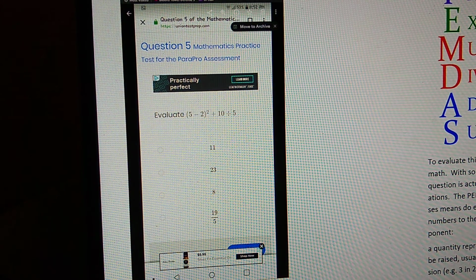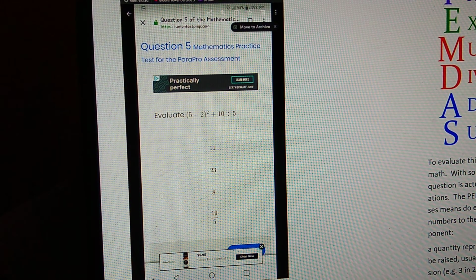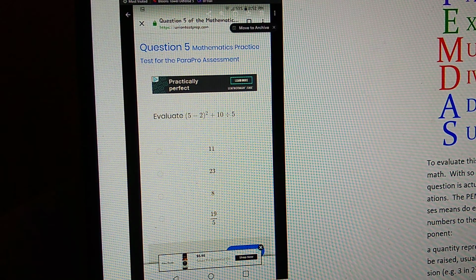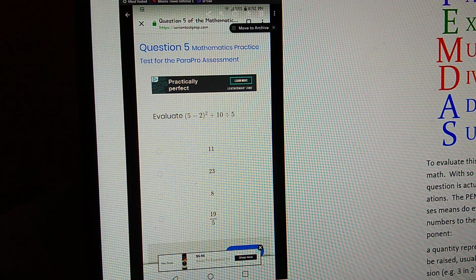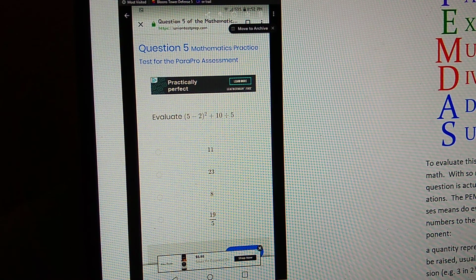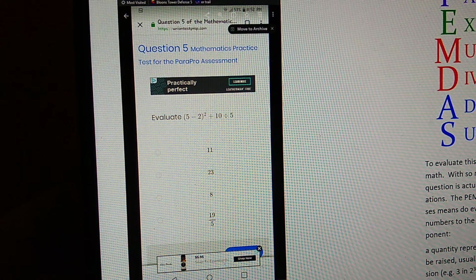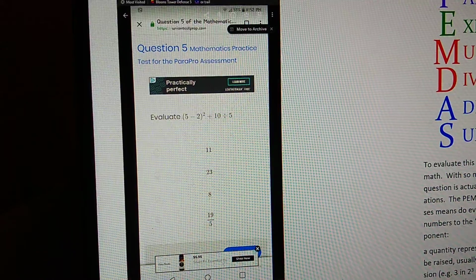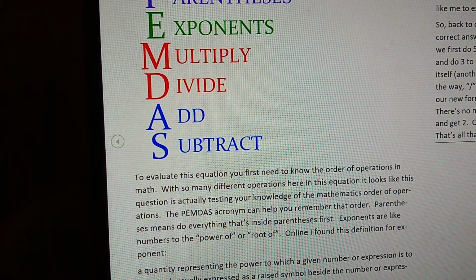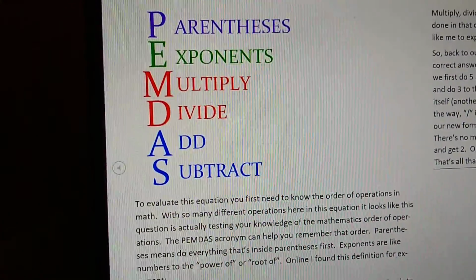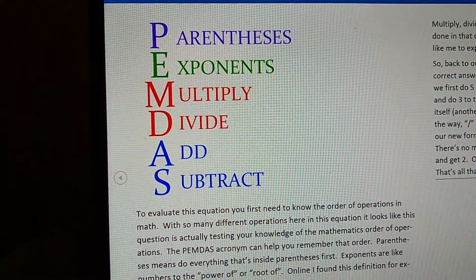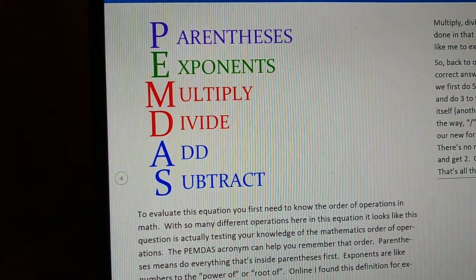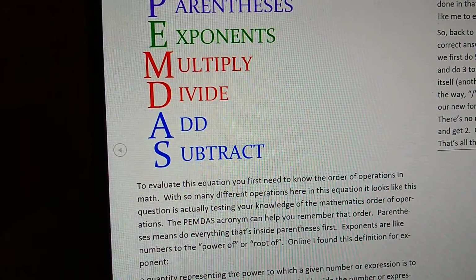Okay, the first one is on the screen, question 5: evaluate (5 minus 2) squared, plus 10 divided by 5. And you got some possible answers down there. So to evaluate this formula, you got to remember this basically: parentheses, exponents, multiply, divide, add, and subtract.